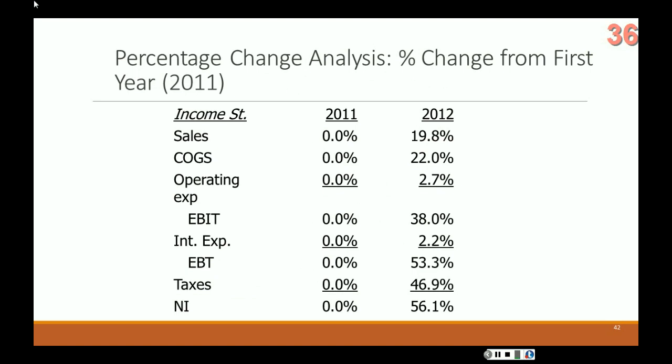And we can look at things by change, so we can see the percentage change in items from one year to the next. So sales have increased 19.8%, cost of goods sold has increased 22%, operating expenses have increased 2.7%, net income increased 56.1%. So the company has become more profitable.